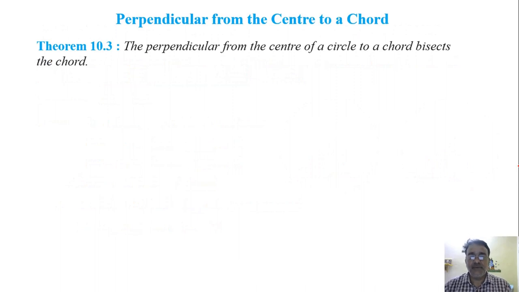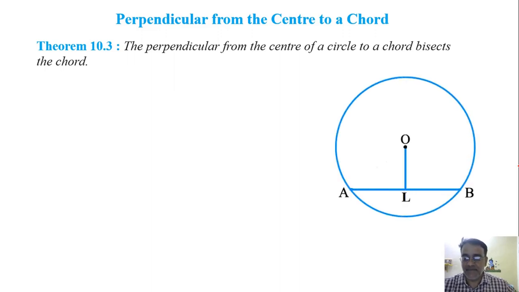Now we are moving towards the next theorem, under the topic perpendicular from the center to a chord. The theorem is like this: the perpendicular from the center of a circle to a chord bisects the chord. Okay, if we draw a perpendicular from the center, then it bisects the chord. So that means, see this figure, we have to show that AL is equal to BL, and this is perpendicular.